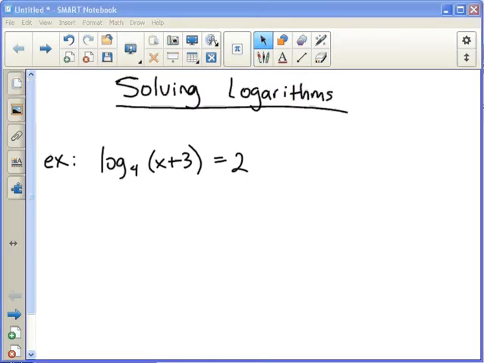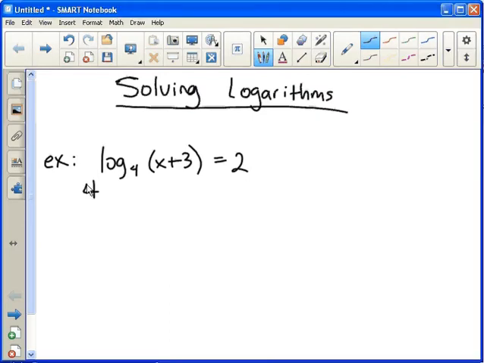We need to somehow get rid of that log base 4. We've got to figure out what can we do to get rid of the log. Well, we know the opposite of a logarithm is an exponential, and specifically the opposite of log base 4 is the exponential 4 to the x. So we raise both sides to the power of 4. So what we've done here is actually make both sides the exponent of 4.